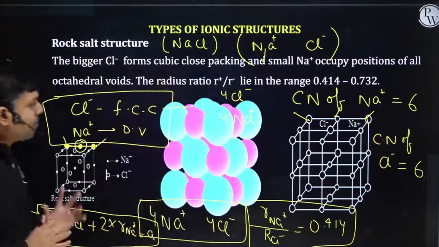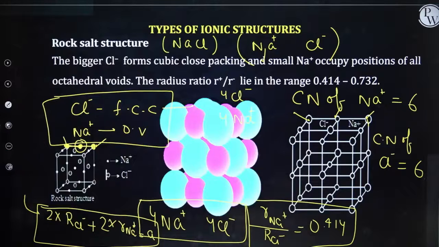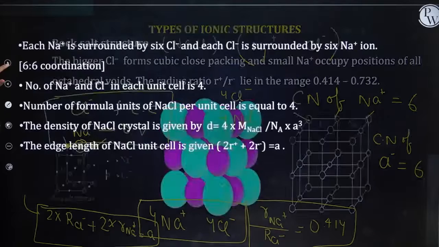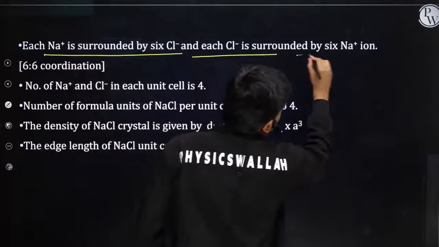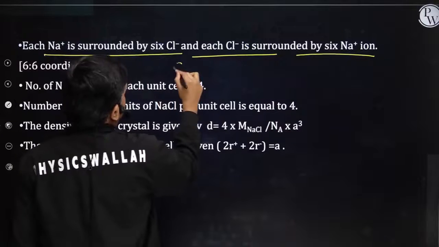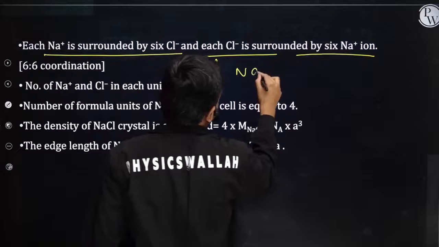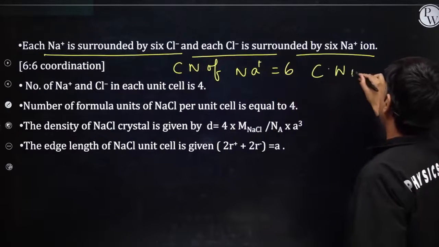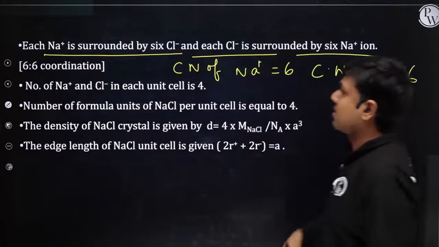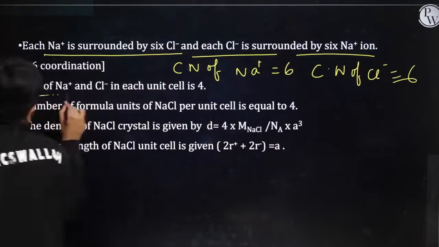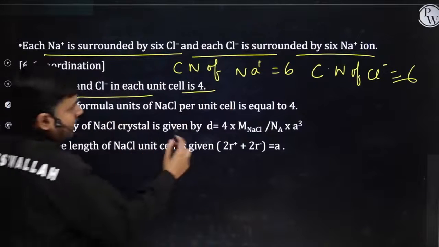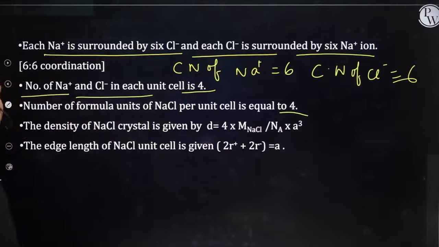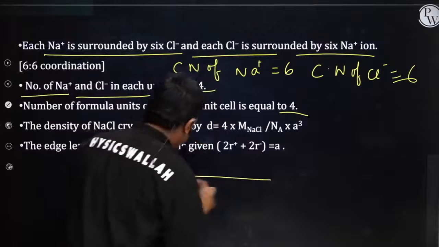So this is a brief discussion about this rock salt structure. Each Na plus is surrounded by 6 Cl minus, each Cl minus is surrounded by 6 Na plus. Cn of cation Na plus equals 6, Cn of anion Cl minus equals 6. Right? Now, effective number of Na plus and Cl minus is 4. The number of formula units is equal to 4, 4 Na plus and 4 Cl minus. Density we can easily calculate. Edge length I have already told you.